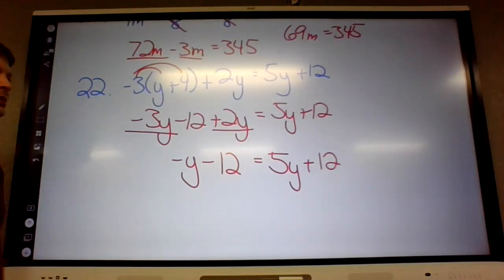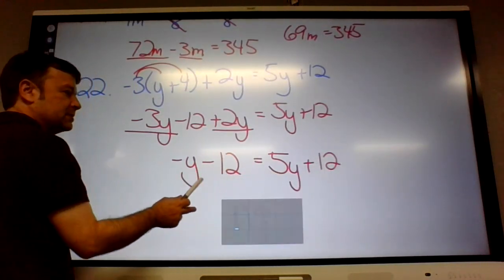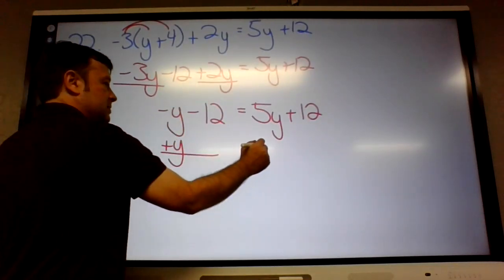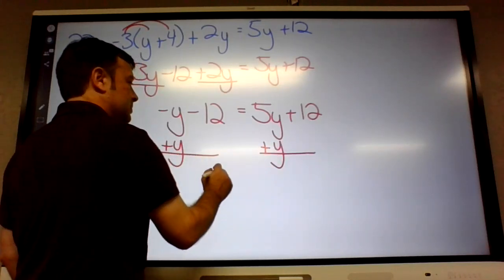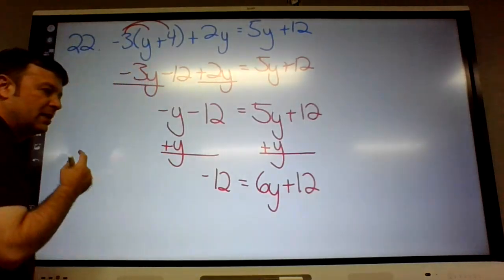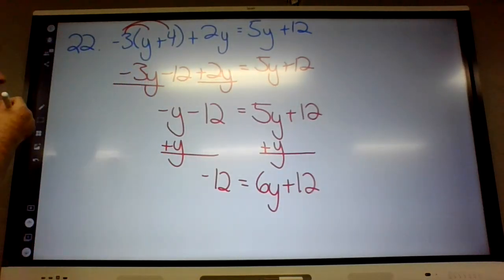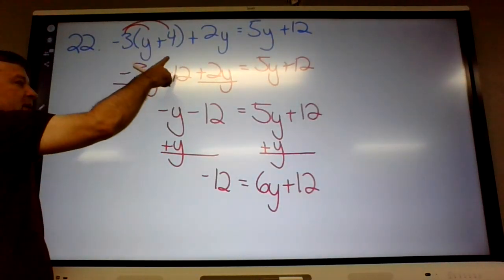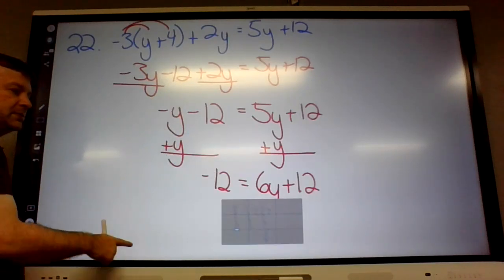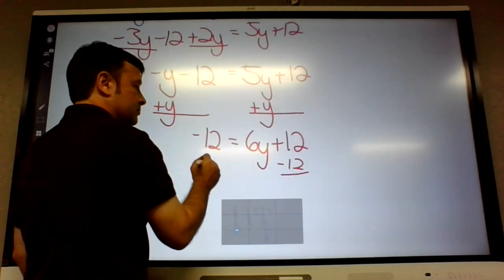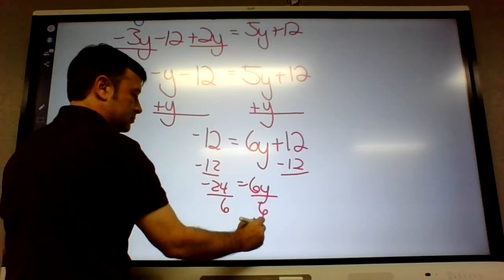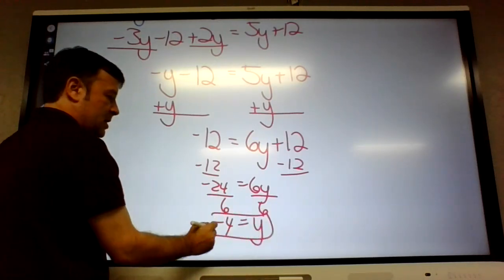And then what else can we do? If we have y's on both sides, how do I get rid of this y? You could have subtracted 5y as well. And then it's a basic equation after that. So I distributed, I simplified, and I got the y's to one side. No, do not.